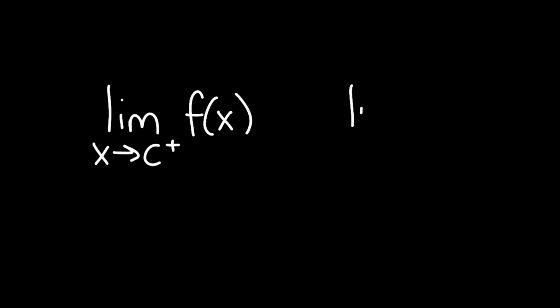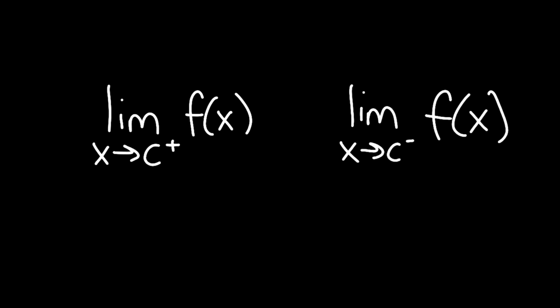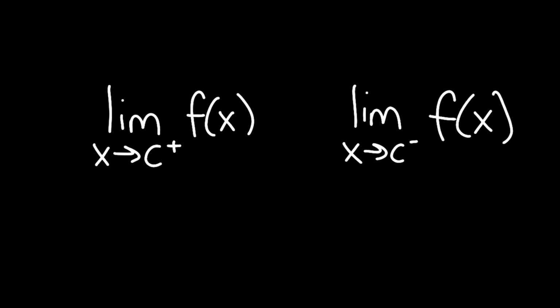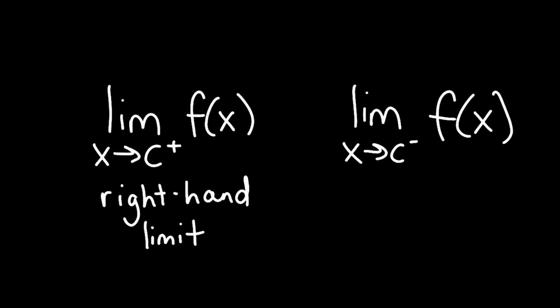Now, occasionally, you may see a limit written like this, or perhaps even like this. Now, these are simply modifications to the limit notation which specify what direction you're taking the limit from. These are not exponents. They're simply markers of what direction to take the limit from. So, a plus sign indicates that you are taking a right-hand limit, and a minus sign indicates that you're taking a left-hand limit.